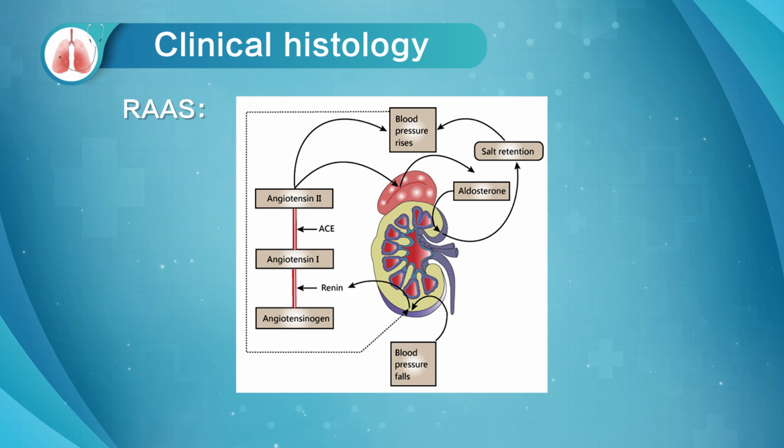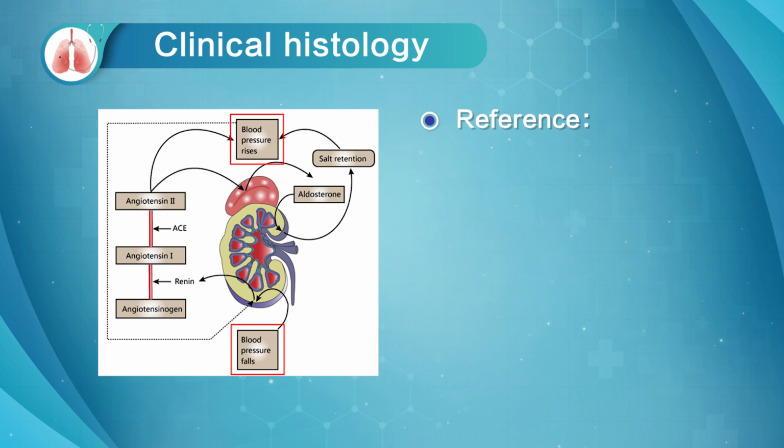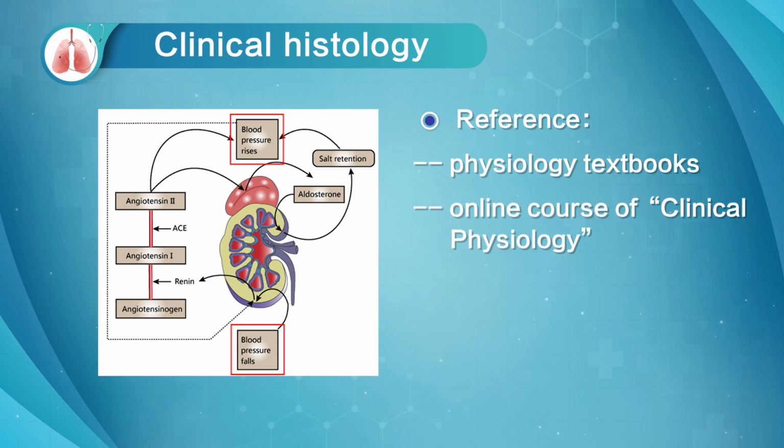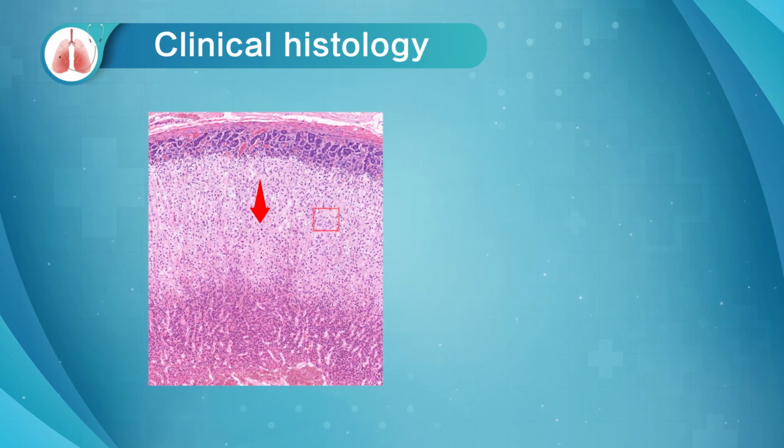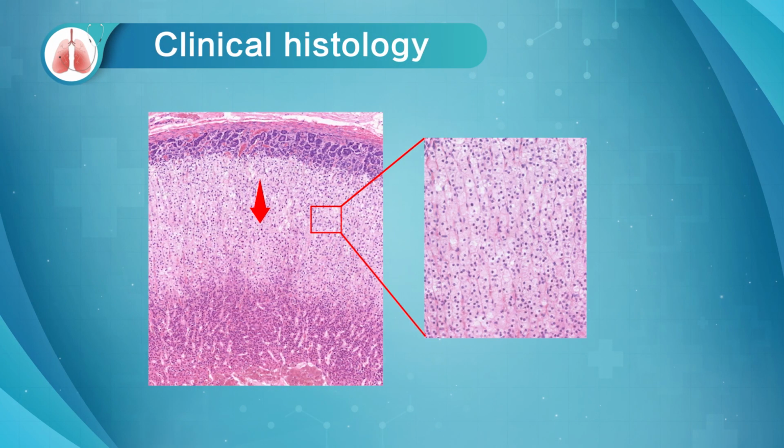renin-angiotensin-aldosterone system, RAAS. This pathway is involved in the regulation of blood pressure through renal tubules and collecting duct in water and electrolytes absorption. You can find the details from physiological textbooks or our school's online course of clinical physiology. The second zone of adrenal cortex is zona fasciculata.